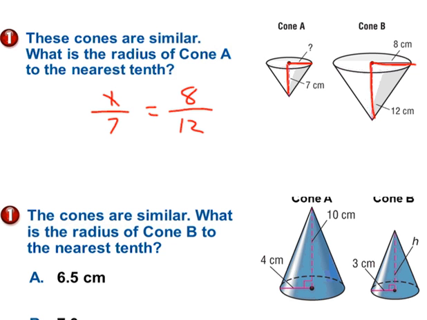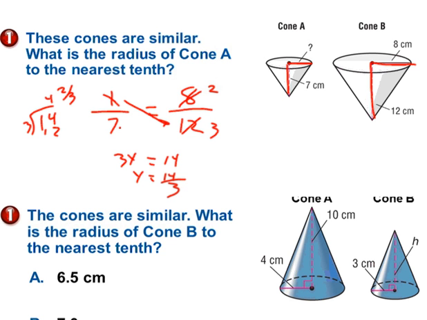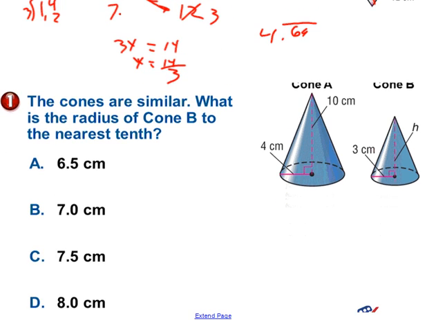I'm going to do a little bit of reducing here first. 4 will go into 8 2 times, 4 will go in there 3 times, so I've got 2 over 3. And I'm going to do my cross multiplying. I've got x times 3, or 3x, is equal to 7 times 2, which is 14. X then is equal to 14 divided by 3. 3 will go in there 4 times, that'd be 12. 4 and 2/3. So the radius for A is 4 and 2/3, or 4.6 with a bar over it. All right. Do the same thing here, and we'll check.